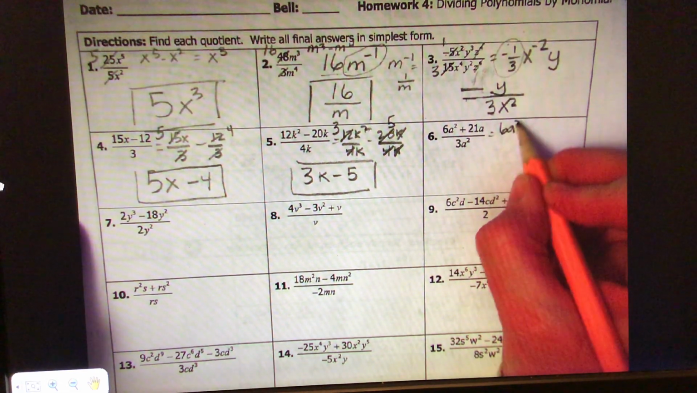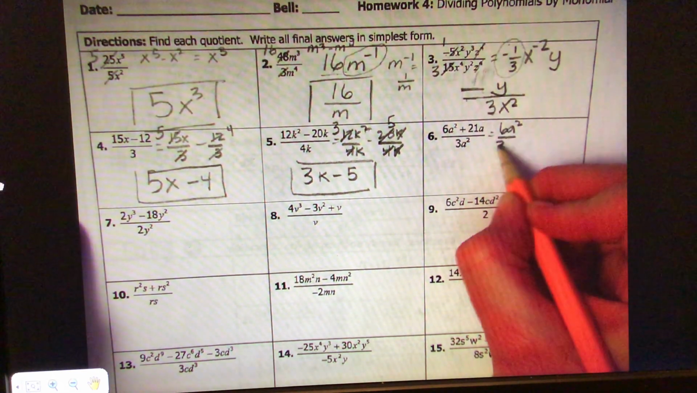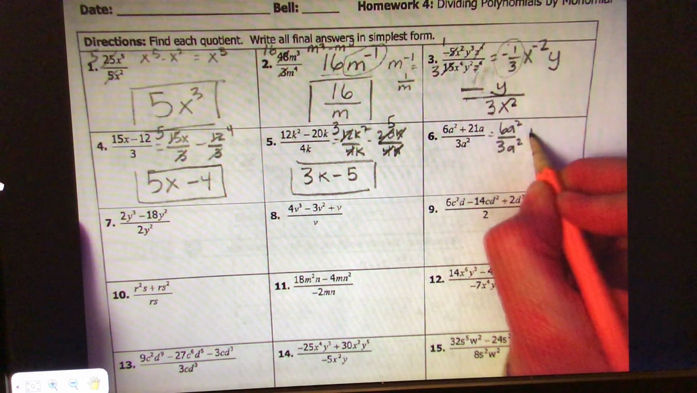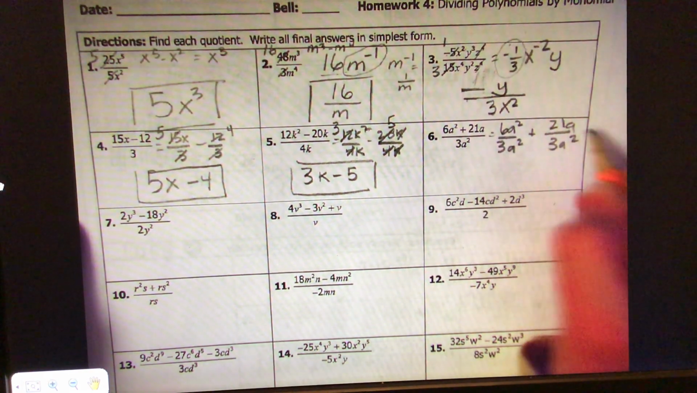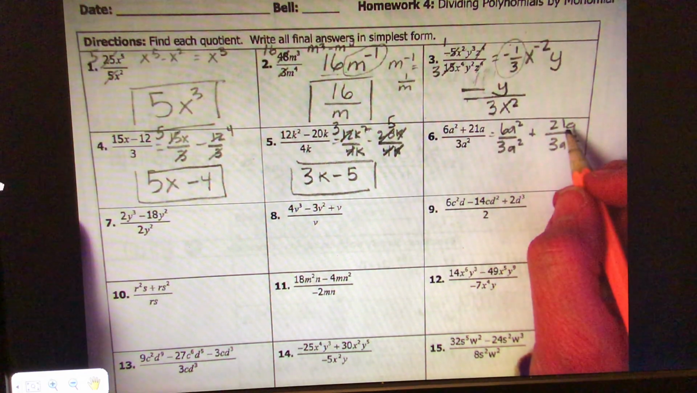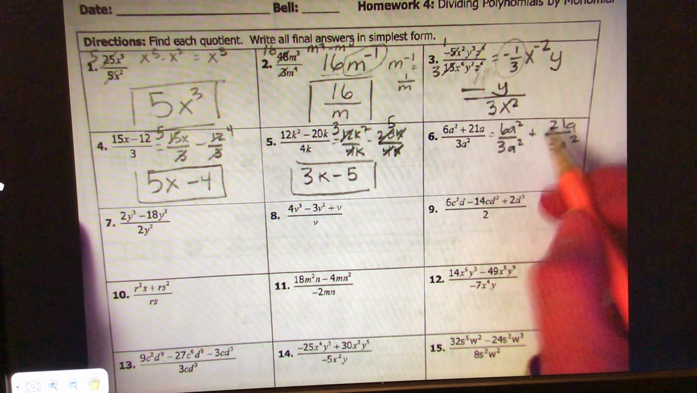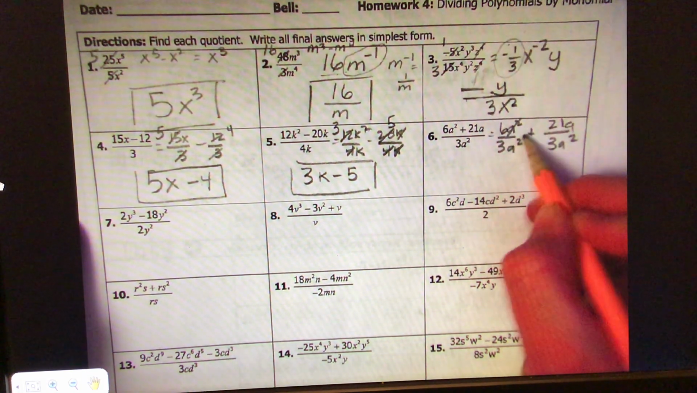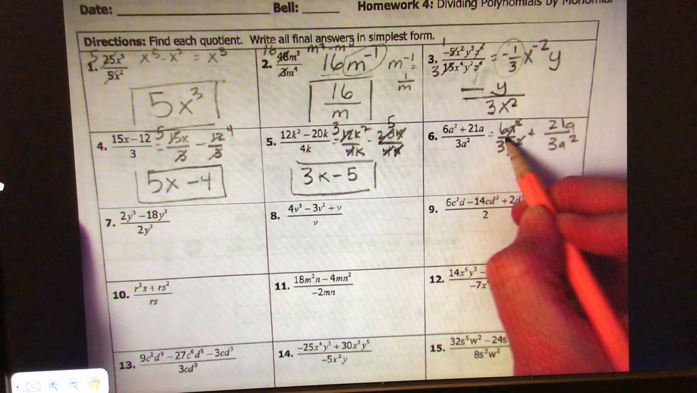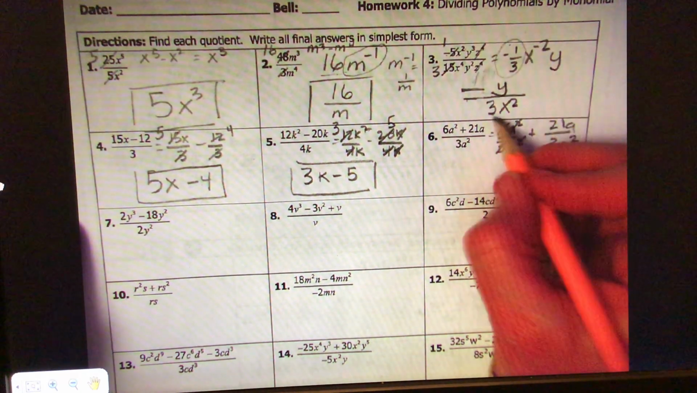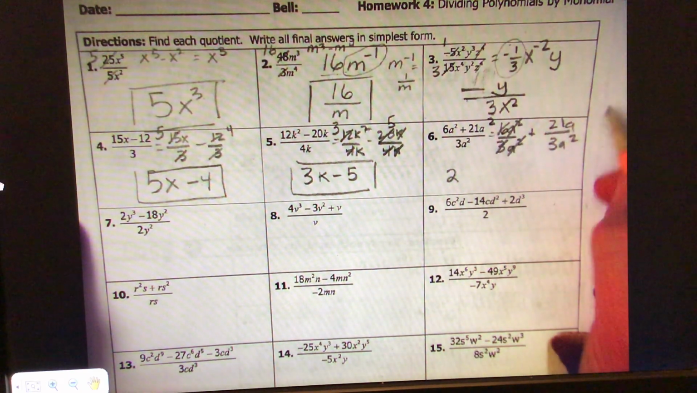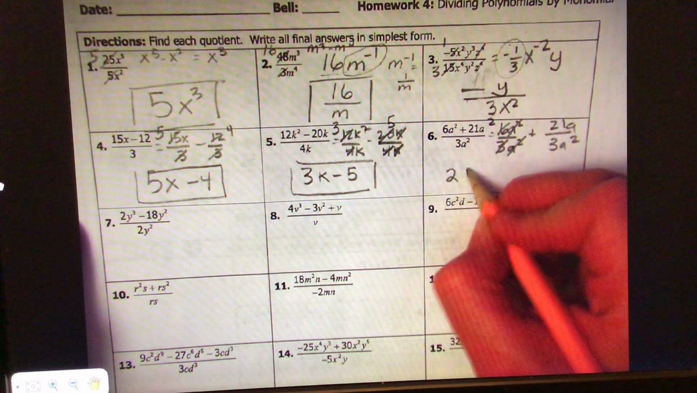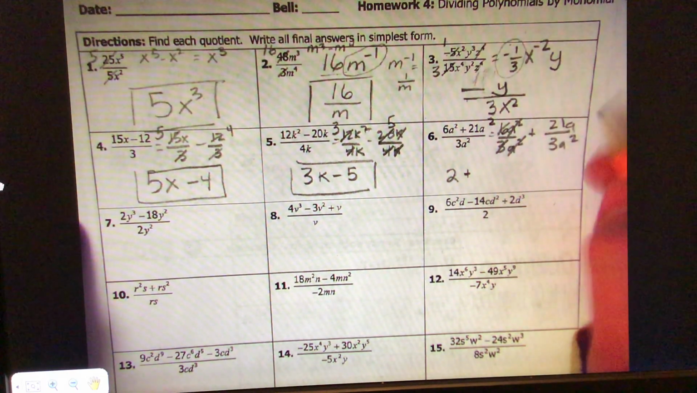6a squared over 3a squared plus 21a over 3a squared. And here we go. Oh, that's kind of cool. A squared cancels a squared. 3 goes into 6 2 times. So I just have a 2. This is when it gets kind of fun, but I know that's kind of dorky for me to say. Oh well.